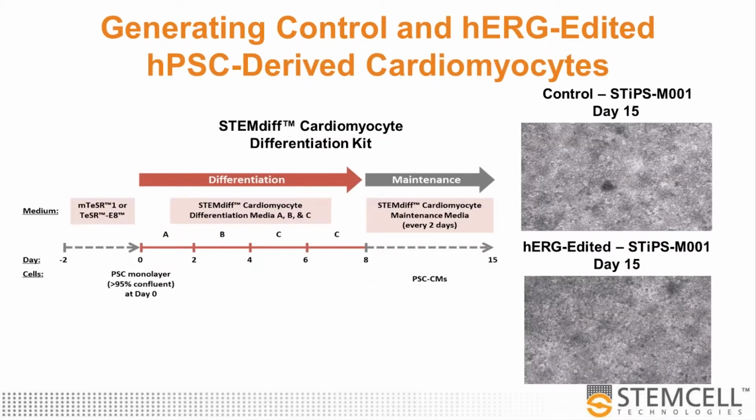So what we end up doing is then taking those, the control and the hERG edited line, and then set them up in our cardiomyocyte differentiation system. So again, using our single cell seeding at day -2, allowing those cells to grow to confluency, and then entering the differentiation workflow. At day 15, we achieved monolayers of cardiomyocytes from the control and hERG edited line.